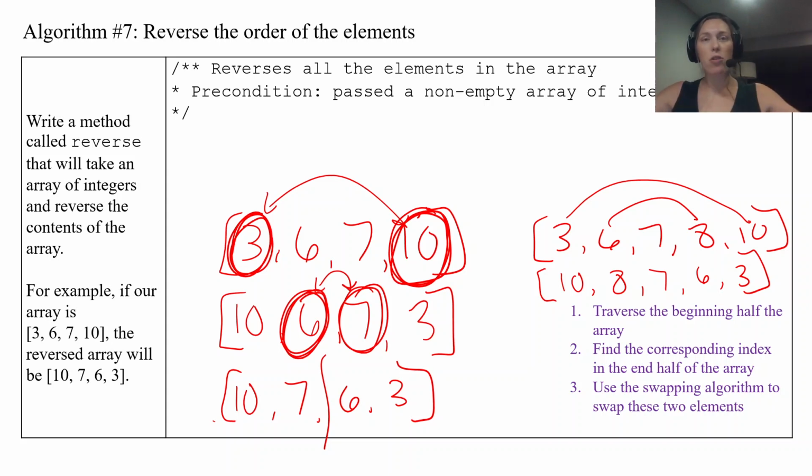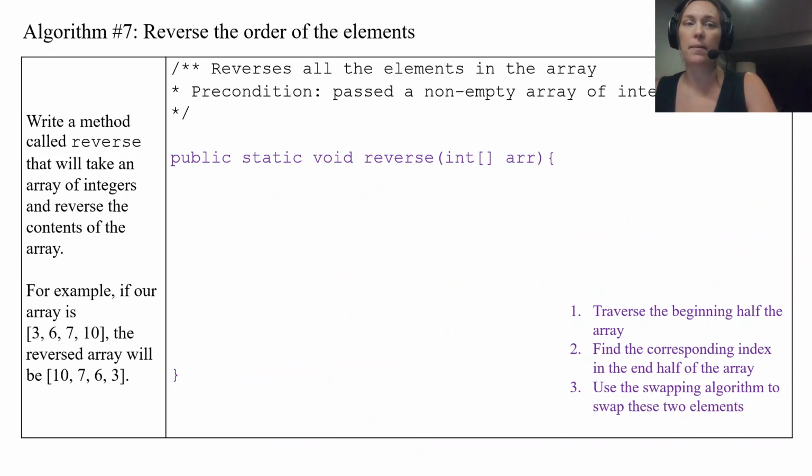So no matter how long your array is, you keep moving in on each side until you get to the halfway point, and then everything's been swapped. Hopefully that makes sense, because we always want to try to understand the algorithm that we're writing before we actually start writing the code. So that's how we reverse the elements.